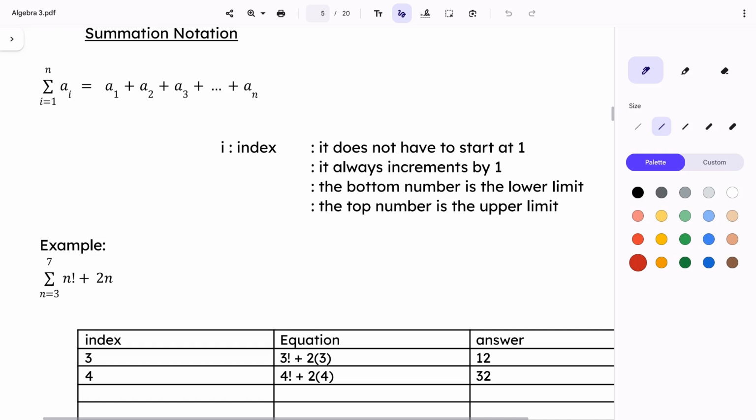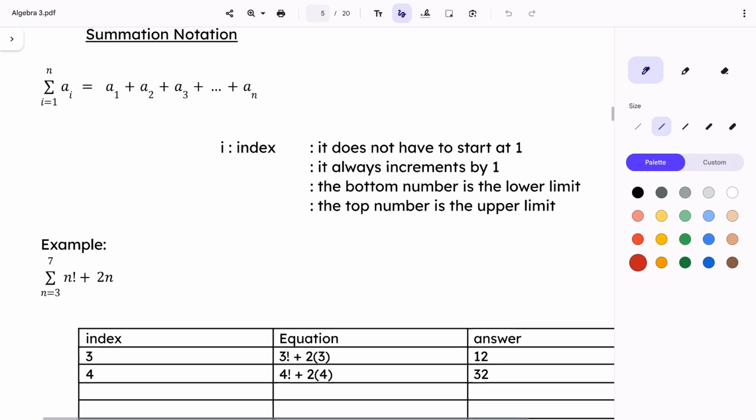So that's what this is showing you here. It's got limits, a lower limit and an upper limit, to tell you where you start and stop. And it always increments by 1, which means if the top number was a 10 and the bottom number was a 5, you would go 5, 6, 7, 8, 9, 10. You would not skip and just do 5, 7, 9 and then 10, or pick and choose whatever you want. You would just go in order, one at a time.